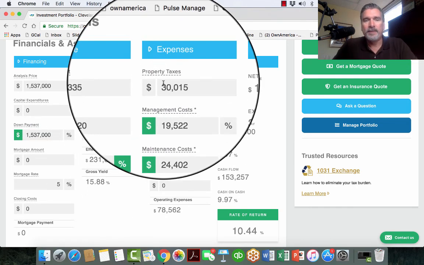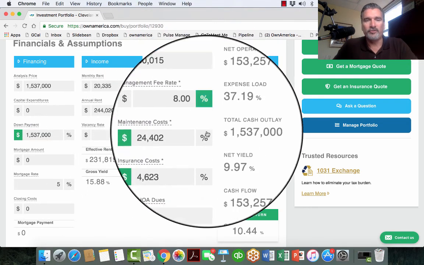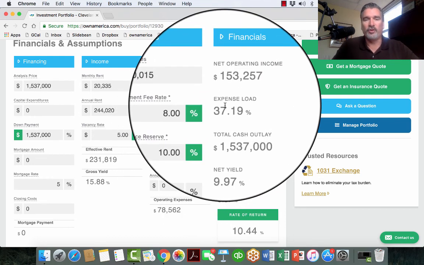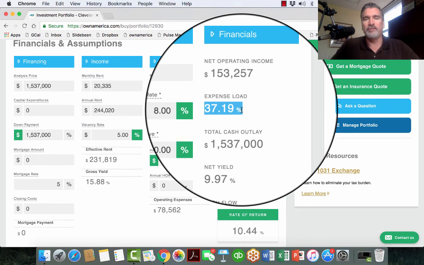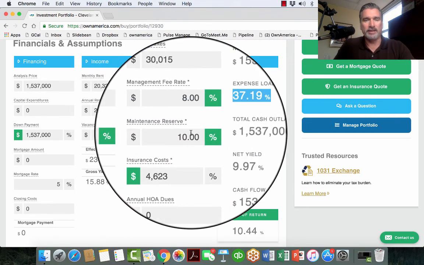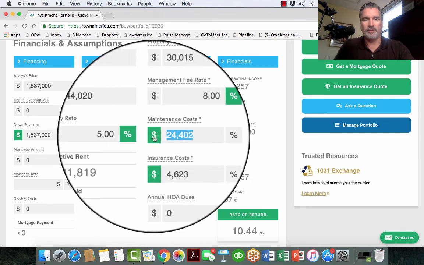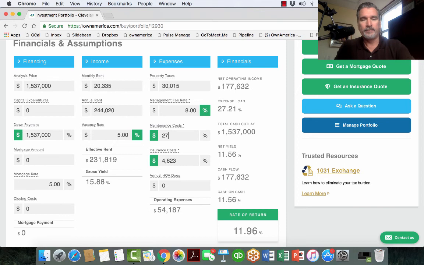We'll get into them. Taxes are actual. Management costs are an 8% management fee and a 10% maintenance reserve, getting us to a total expense load of 37.19, which is pretty responsible and reasonable. But I actually am going to increase it just because I want to have this thing be a little bit more conservative.